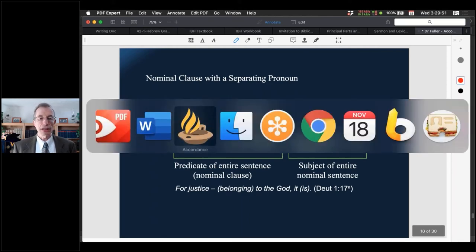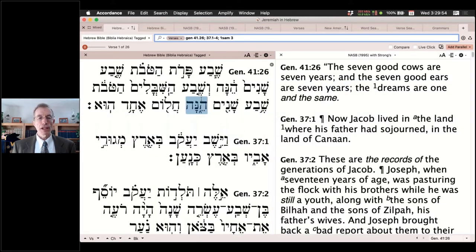Let me show you an example here in Hebrew. In Genesis 41:26, seven cows are 7 years, and the seven good ears are 7 years. But it's the last part that I'm interested in right here. If you don't have this "who" there, you could read that one dream. And you would read the echad adjectivally, or really to them, they would read it as appositional, believe it or not. And they'd say one dream. And so that would be an apposition, you see. But the addition of that right there, that pronoun, lets them know, no. The dream, it is one. It's a statement, okay?